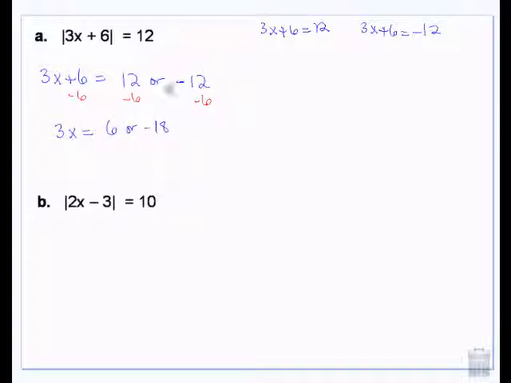So I get 6, and I get negative 18. And then I divide by 3. So if I'm dividing by 3, I have to divide all of them by 3.